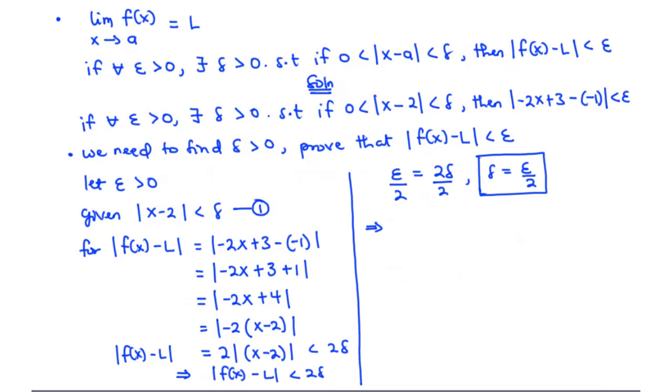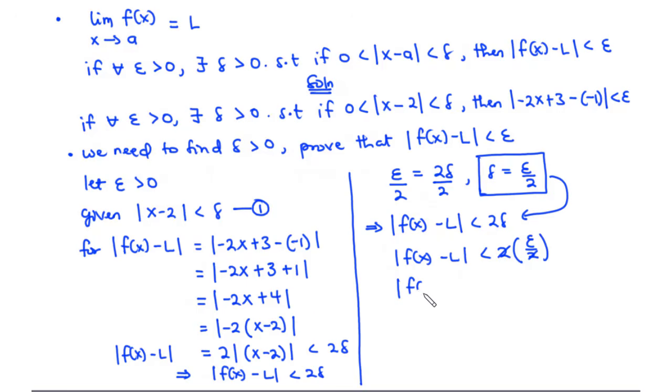So from this inequality, we have absolute value of f of x minus L, and that is less than 2 delta. Now this time we have delta to be epsilon over 2. So we are going to fix that here. So we have absolute value of f of x minus L is less than 2 times epsilon over 2. So we cancel out these two, and then we have the absolute value of f of x minus L is less than epsilon. Hence the proof. So this is the end of the proof.